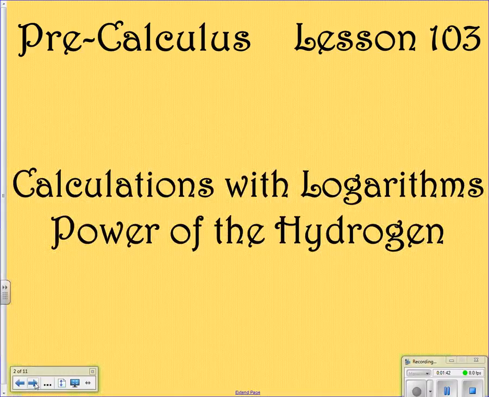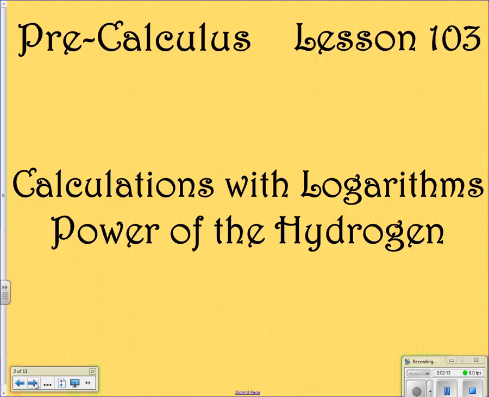For the lesson, we are looking at lesson 103 today. We're dealing with calculations with logarithms, and then we're going to look at the power of the hydrogen. So these calculations with logarithms, right now, it is strictly practice. We will actually use it in calculus next year whenever we are taking derivatives of some strange looking functions, which you probably don't know what a derivative is. But we will use this concept next year in calculus.